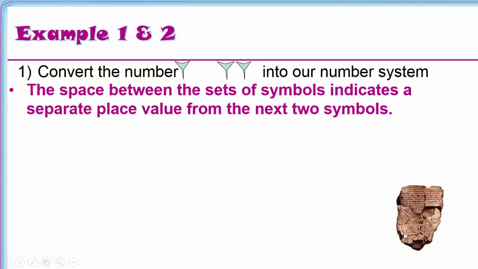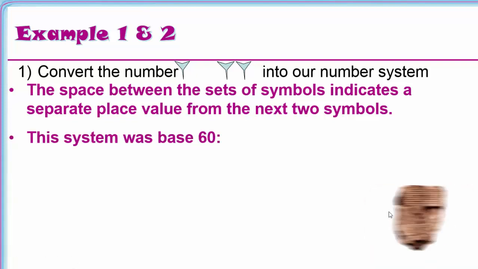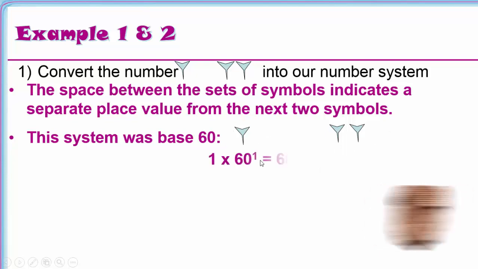Reviewing what I just did on the whiteboard, the space between the sets of symbols indicates a separate place value from the next two symbols. So this symbol was base 60, and we use 1. And here we have 2. So here is the 60s place, and here is the 1s place. So in the 60s place we have a 60, and in the ones place we have 2. So 60 plus 2 will give us 62.